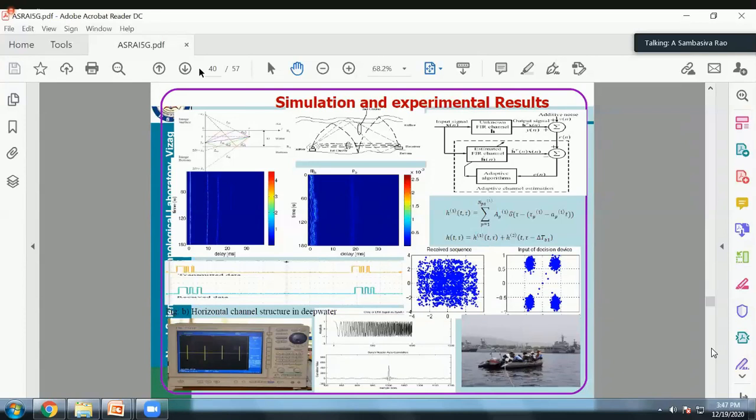So we transmitted and decoded successfully with up to 100 bits per second. Not more than that. In the harbor we tested, we get up to 1 bit per second only. We transmitted and we are able to receive the data. This feature we hope we will investigate.